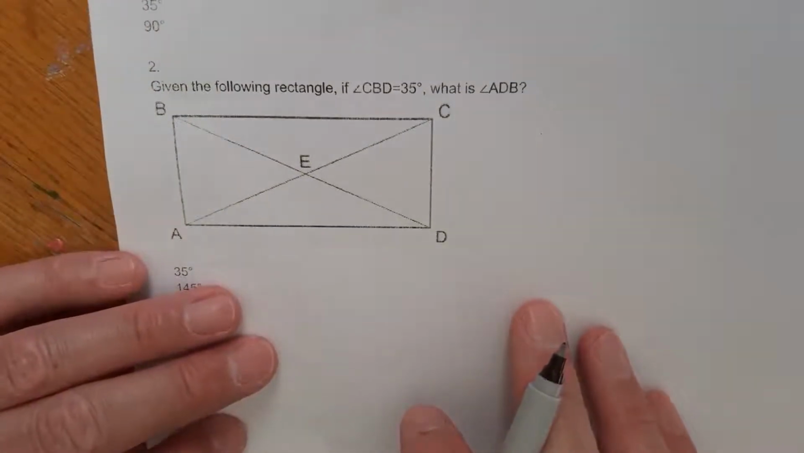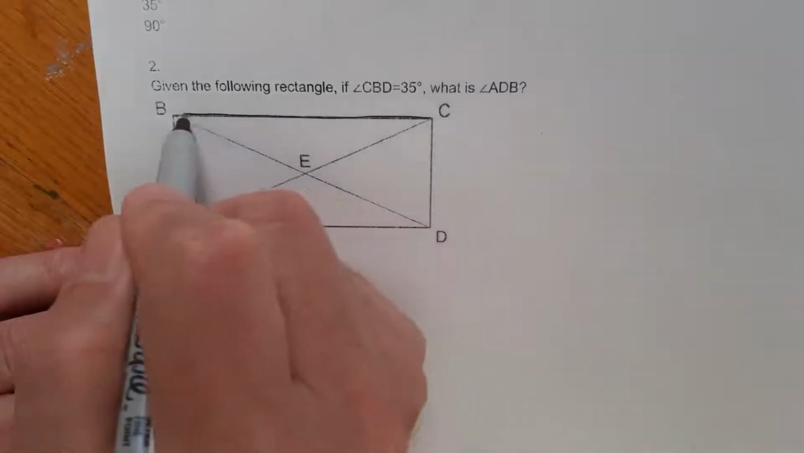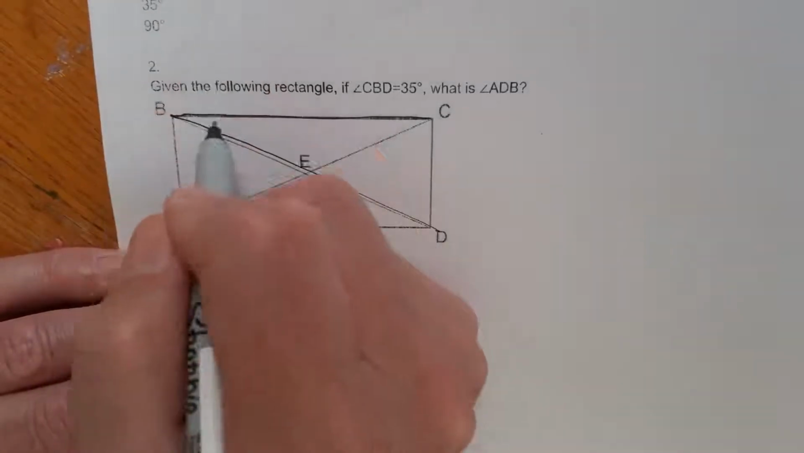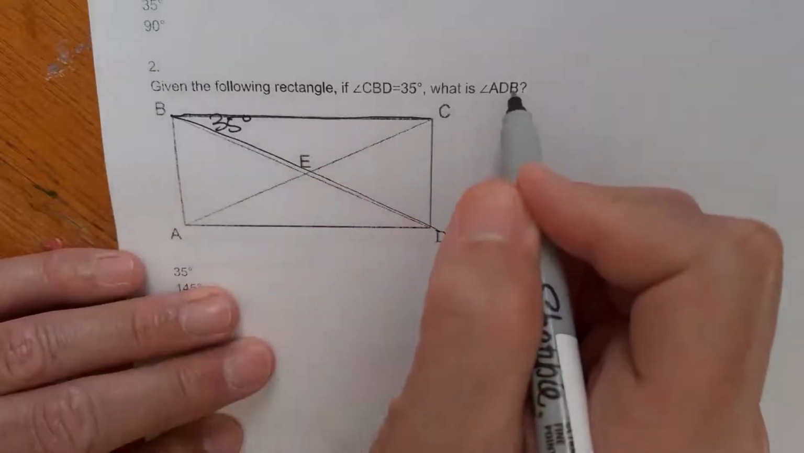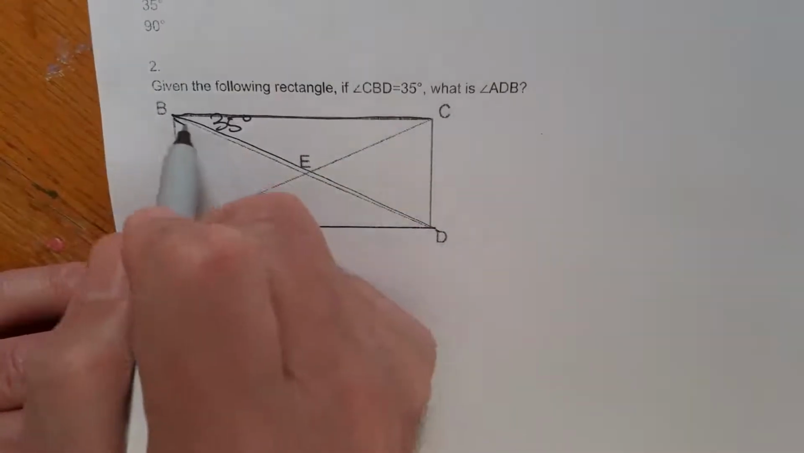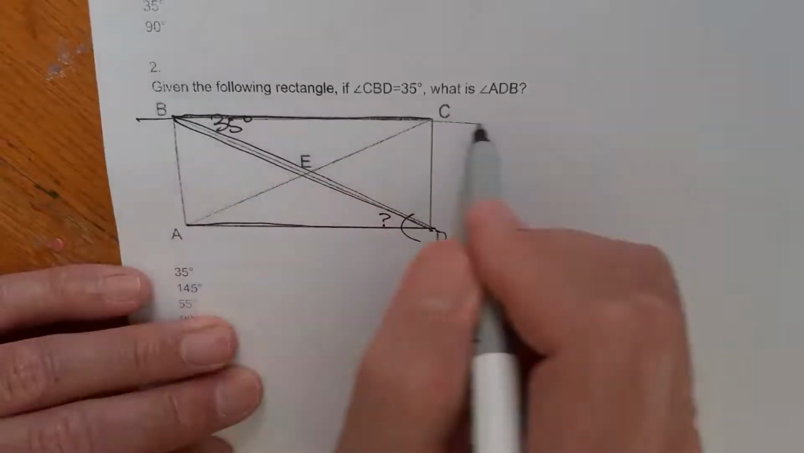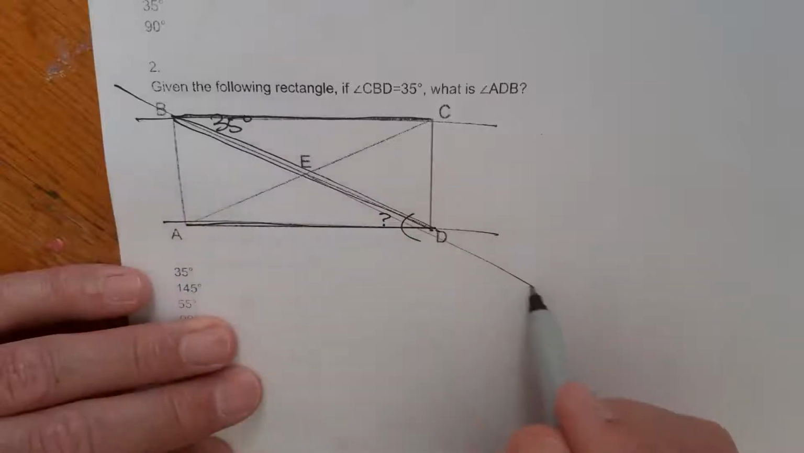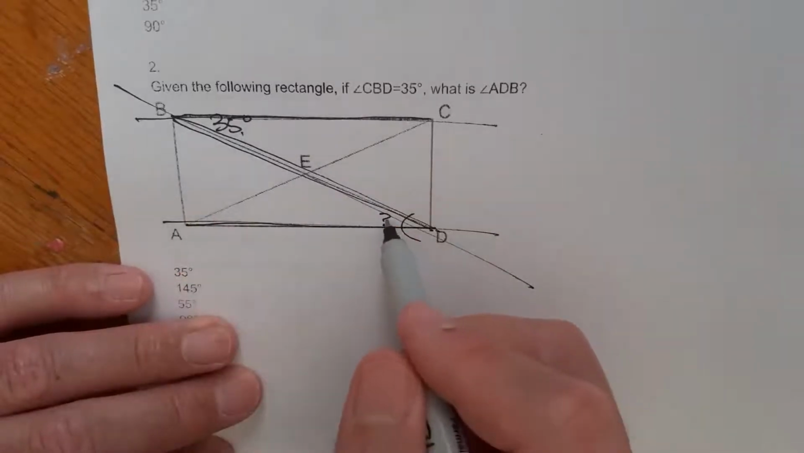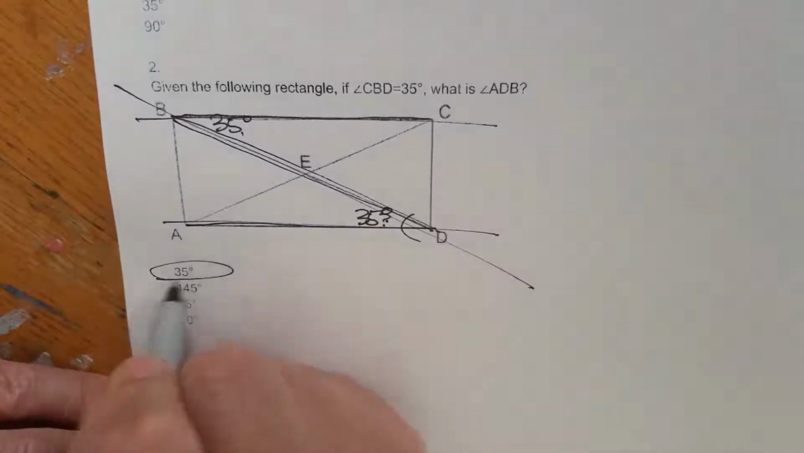Given the following rectangle. Okay, now they're back on CBD. Now I can go a little bit faster because I know where CBD is. 35 degrees. Okay, same thing. What's angle ADB? So ADB is this one here, question mark, right? Well, these are two parallel lines cut by a transversal here, and alternate interior angles are equal. So this is 35 degrees also.